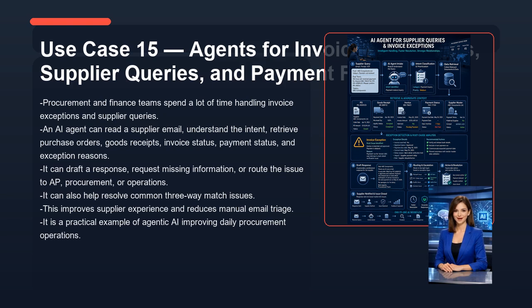It can also help resolve common three-way match issues. This improves supplier experience and reduces manual email triage. It is a practical example of agentic AI improving daily procurement operations.